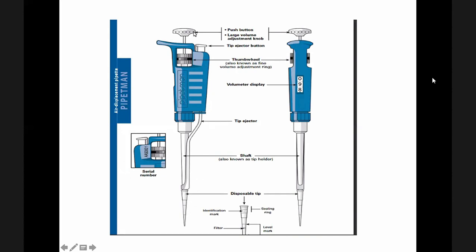And this one is the push button and large volume adjustment knob. If you push this one, when there is already a pipette tip, the liquid will be aspirated and enter the tip. Then to dispense, you push it again so the liquid comes out where you want to transfer it. Okay?